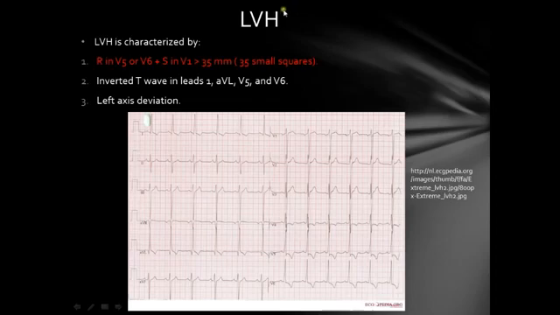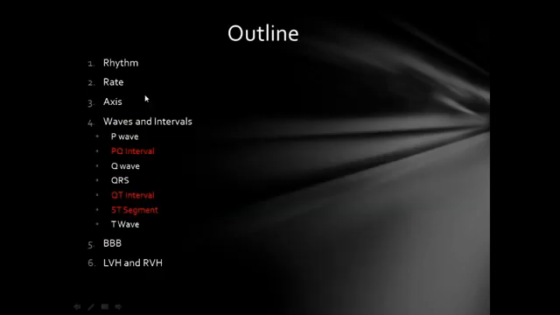Left ventricular hypertrophy: you have the R wave in V5 or V6 plus the S wave in V1 to be more than 35 small squares. So you have the R wave here, the S wave here, combine them together, more than 35 small squares. This is left ventricular hypertrophy. Usually you can also see inverted T waves in lead I as here, aVL, V5 and V6, all of which go with left ventricular hypertrophy and left axis deviation, but it's not specific for left ventricular hypertrophy.